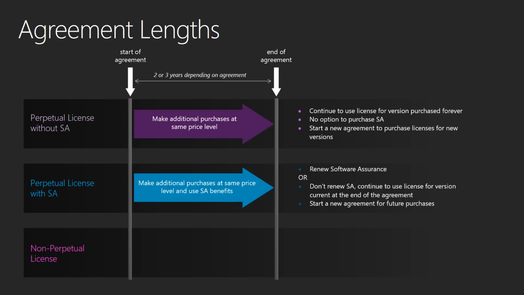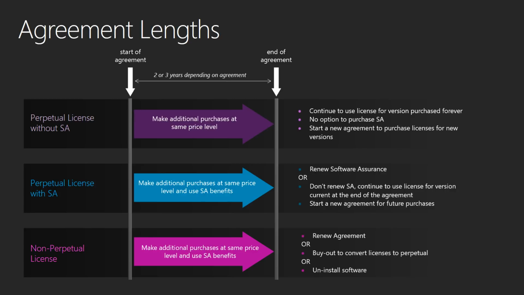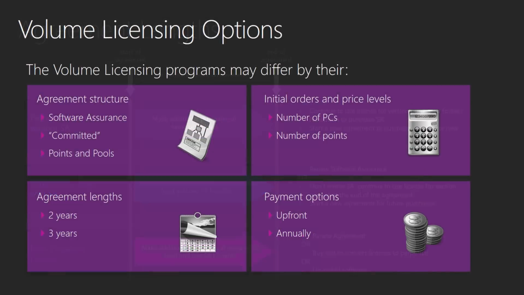And then our final scenario, a non-perpetual license. So this would be either of our two subscription programs, Open Value Subscription or an Enterprise Subscription Agreement. And during the time of the agreement, they can make additional purchases and use the software and all of those SA benefits as well. At the end of the agreement, of course, we want them to renew the whole agreement, but they do have the option to buy out to convert those licenses to perpetual, or they can stop paying altogether.